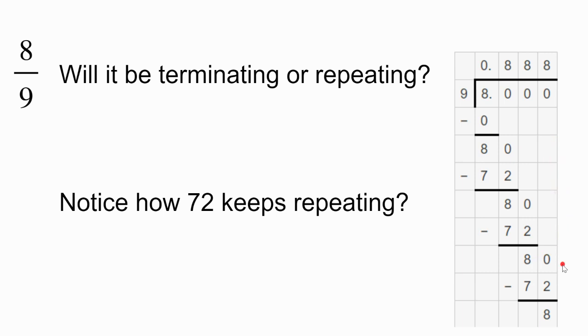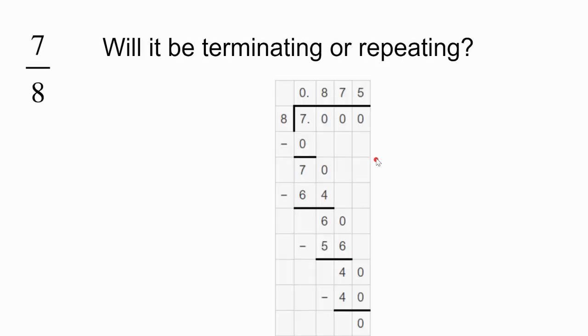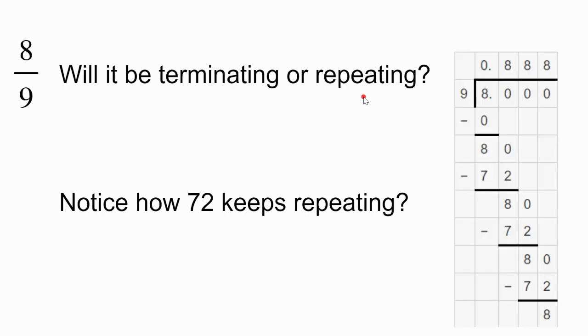Bring down the next 0. 9 goes into 80, 8 times. 8 times 9 is 72. Notice how we keep repeating? As soon as we start repeating, this is called a repeating decimal. Okay. These decimals were terminating decimals because they stopped. This decimal is repeating because you can continue this forever and you'll keep getting 8s up there, and you'll keep getting 80 minus 72 equals 8 going down here.